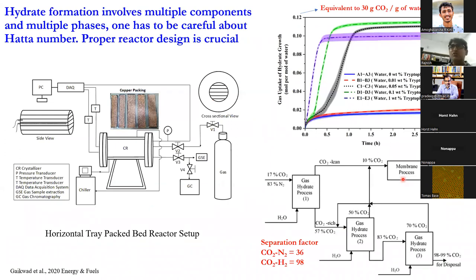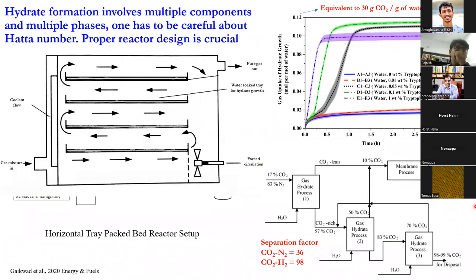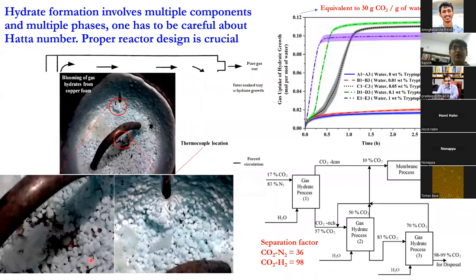So we have basically demonstrated this at a large scale. What we are trying to do here: you feed in a gas mixture from this end, and by the time this gas mixture comes out from here, you have almost pure nitrogen coming out. If you are feeding a CO2 and nitrogen mixture, 30% CO2 and 70% nitrogen, the hydrates are forming on the bed, what you see over there.